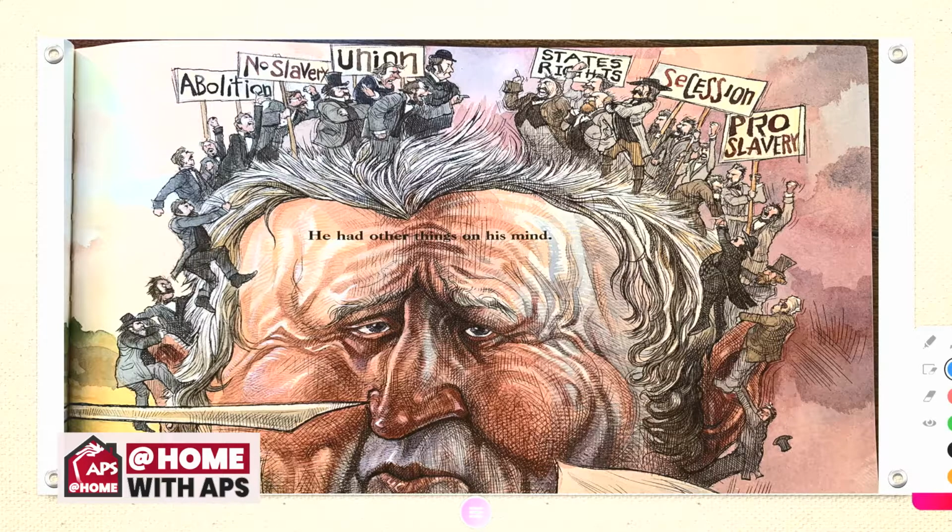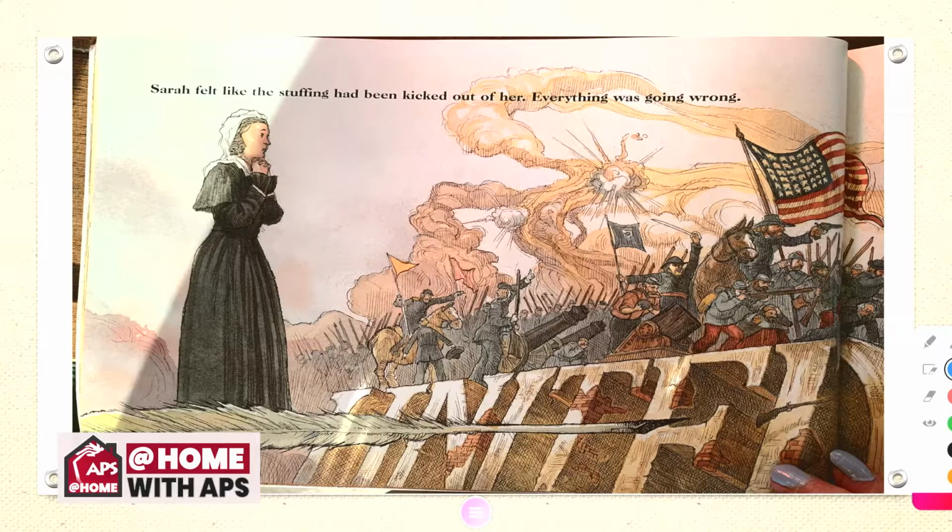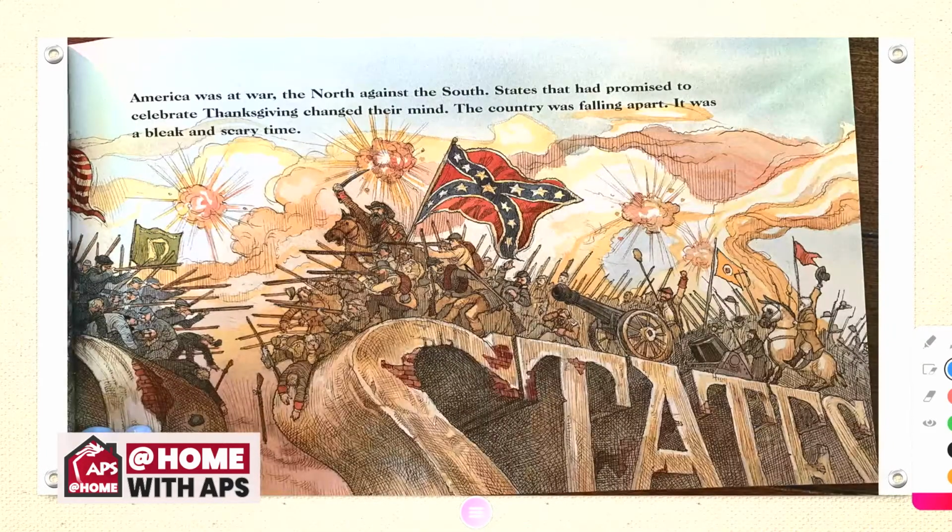So we have a list at the top. Abolition, no slavery, union, states' rights, secession, pro-slavery. So a lot of things going on in our country as Sarah was trying to get Thanksgiving declared a holiday. Sarah felt like the stuffing had been kicked out of her. Everything was going wrong. America was at war, the North against the South. States that had promised to celebrate Thanksgiving changed their minds. The country was falling apart. It was a bleak and scary time.